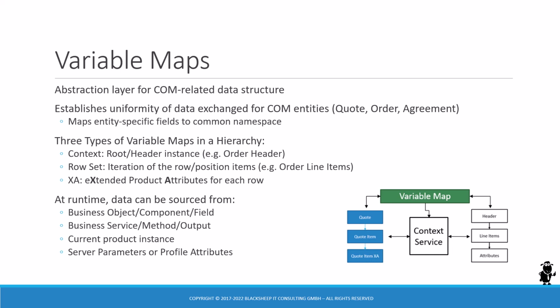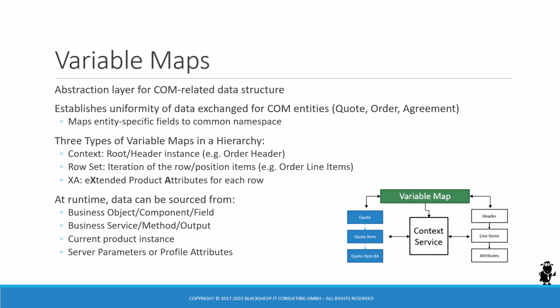Then we have the row set, and as the name suggests, this is a set of rows, and this implements the iteration or enumeration of the rows or positions, which in Siebel are referred to as line items. So the individual products on the quote with the quantity, the net price, the discounted price, and so forth. And each product in a quote or order or agreement, if you will, can have extended attributes, which are referred to as XA. And these attributes are for each row.